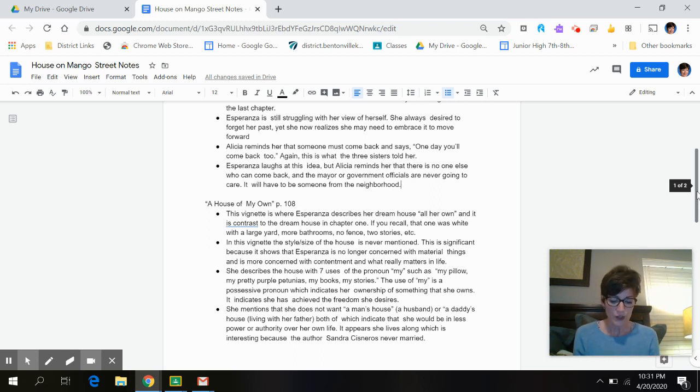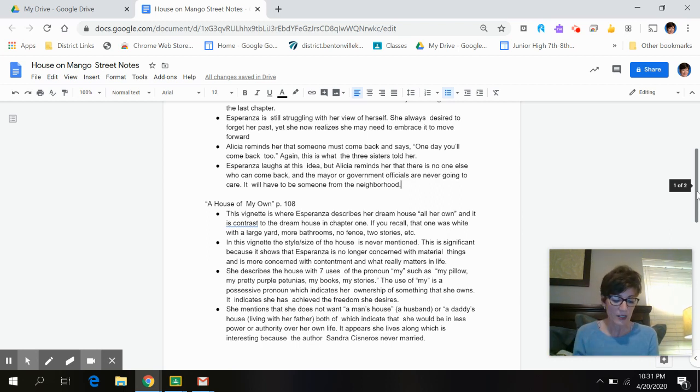And if you remember in the first chapter, when she says on page 4 and she talks about her dream house, she said that she wanted one that would have stairs and a basement and 3 bathrooms and be white with trees and a great big yard and grass growing and no fence. And now we get to go back to her idea of a dream house when we have this idea of a house of my own. And it's now really different than what she thought of at the beginning of the book.